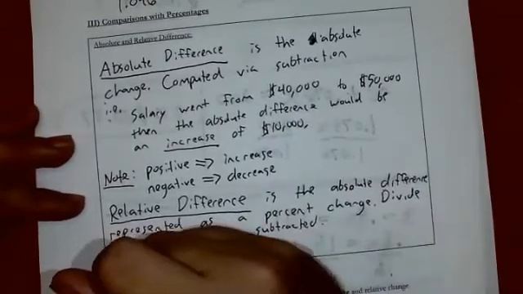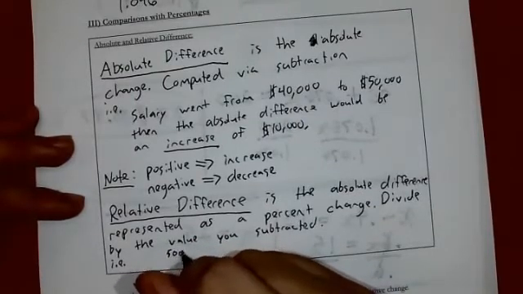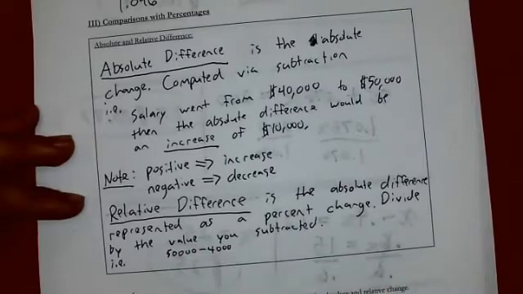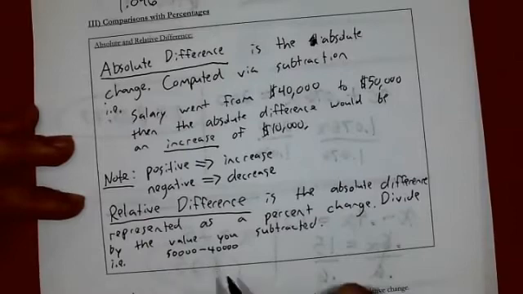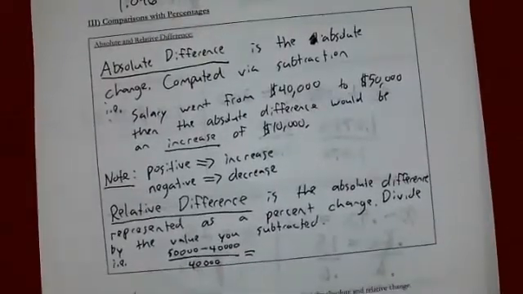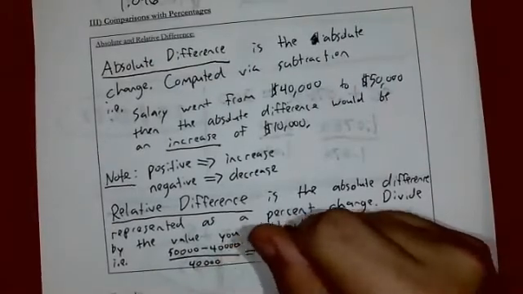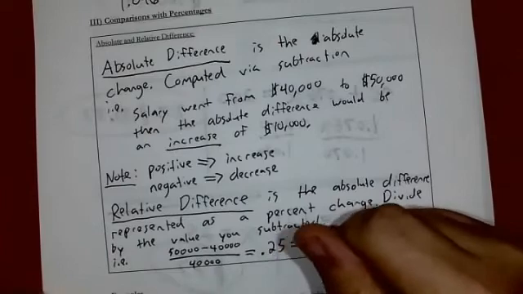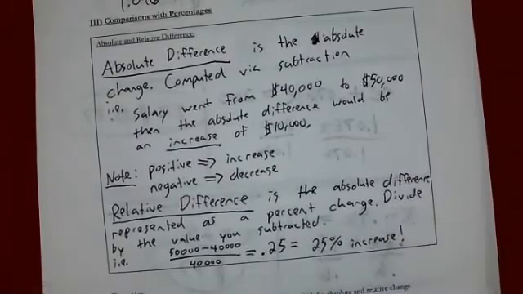So, if we go back to my salary going from $40,000 to $50,000, the absolute change would be 50,000 minus 40,000, which is a $10,000 increase. Whatever you subtract by, that's what you'll divide by. So that's 10,000 divided by 40,000, which is 0.25, which tells us that we have had a 25% increase in salary. And that is the relative difference.